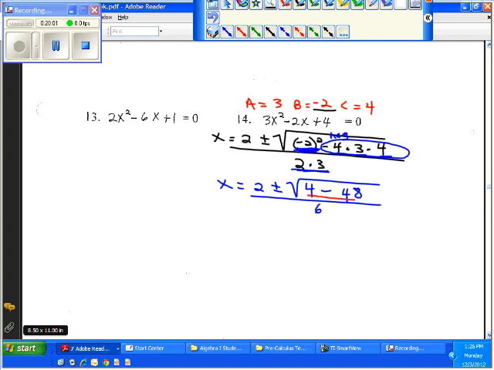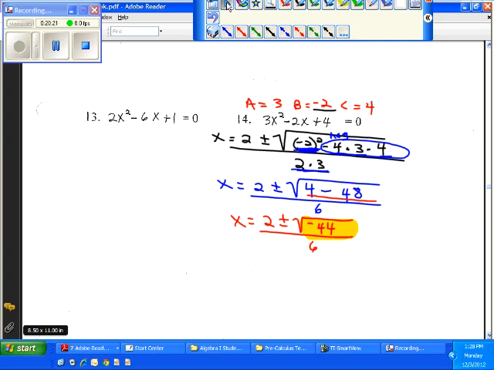Now we're going to do that subtraction. We will have x is equal to 2 plus or minus the square root of negative 44 over 6. If we look at the radicand, which is the discriminant of the quadratic formula, we see that what's under the radical is not a perfect square number, which means there's going to be a square root on the answer, right? Irrational. But it's also a negative, so it's not real either. It's imaginary. So it's going to be irrational and imaginary.